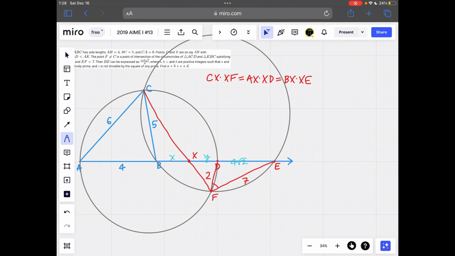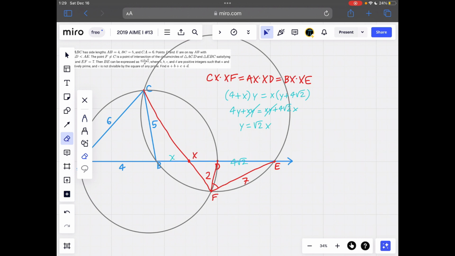So we have AX times XD is going to be (4 plus x) times y, and BX times XE is going to be x times (y plus 4 root 2). So the values x and y need to satisfy this equation. Let's expand this. 4y plus xy is equal to xy plus 4 root 2 x. The xy's cancel out, and we get that y is equal to root 2 times x.